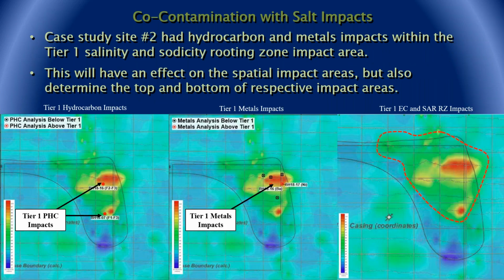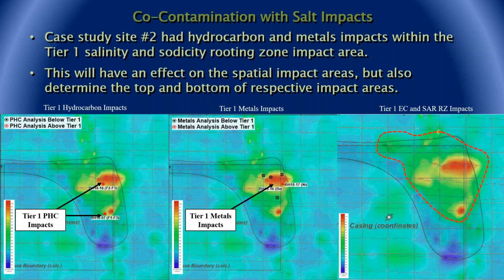Case study 2 had hydrocarbon and metal impacts within the Tier 1 salinity and acidity root zone impacted area. This would have effect on the spatial impact area, but also determine the top and bottom of the respective areas. Low-level Tier 1 root zone salinity impacts that are co-contaminated will be required to be landfilled.